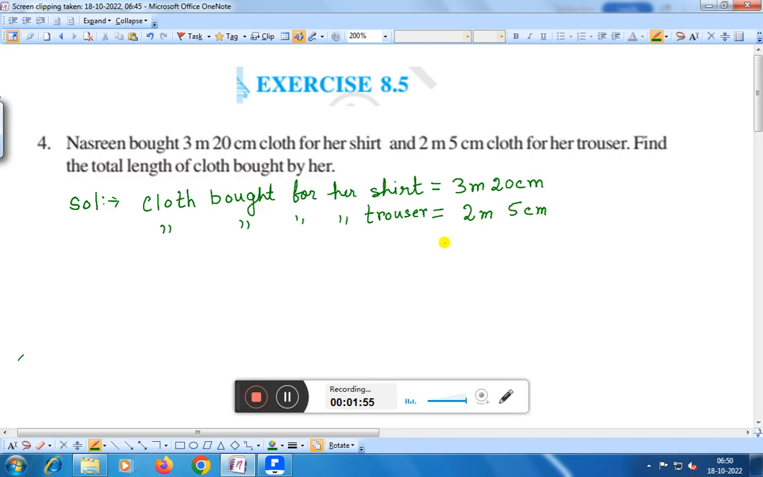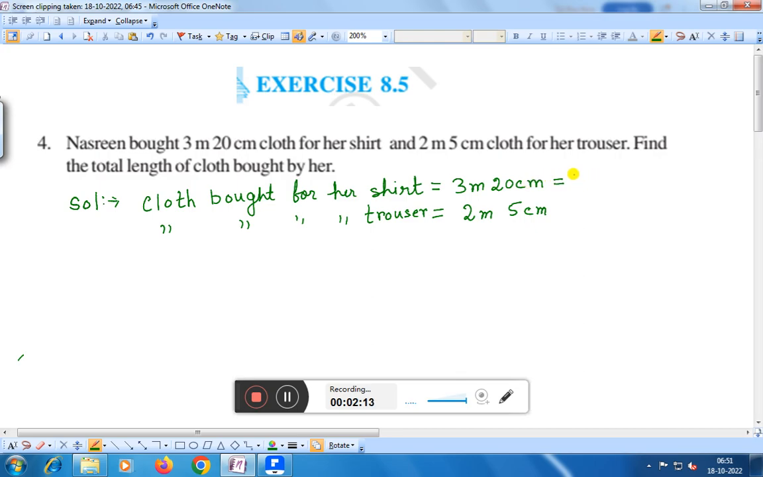Right? This is the addition problem. That means you have to add these numbers. But before that, you have to change into the same unit. Right? That is 3 meter and 20 centimeter. You have to change it into meter. Right? How will you change it into meter? Let us change this as meter.